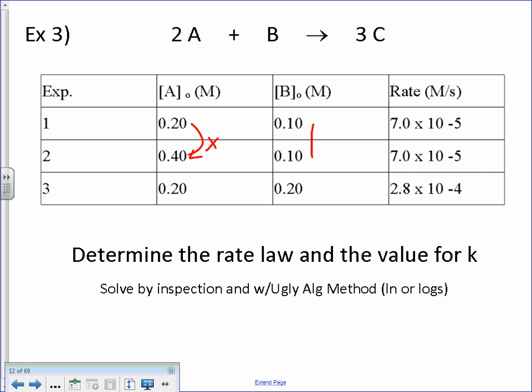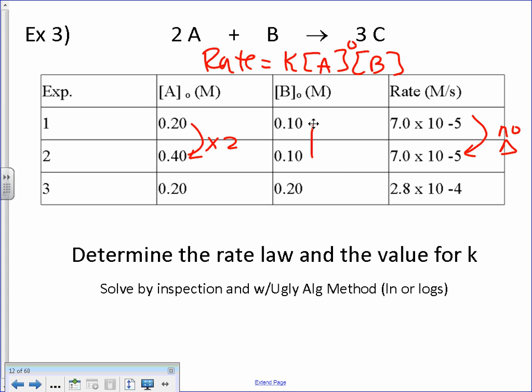A is doubling. So this is just how I indicate it on the chart itself to keep track of my numbers. Okay, so if A is doubling, what's happening to the rate? No change. So A is 0 order. So rate is equal to K, A to the 0 order, B. Conceptually, changing the concentration of A has no impact on rate. If you have no impact on rate, you don't matter, you are 0 order.